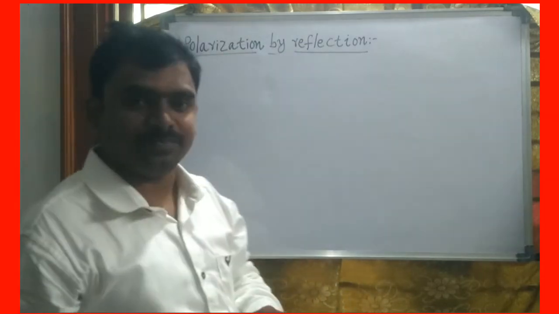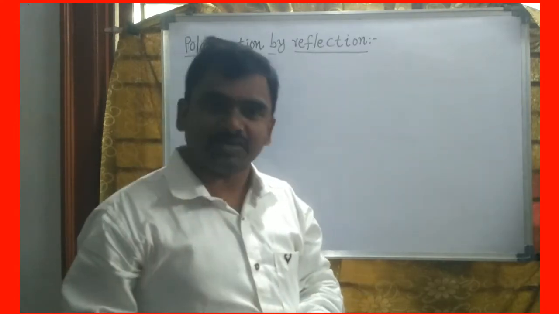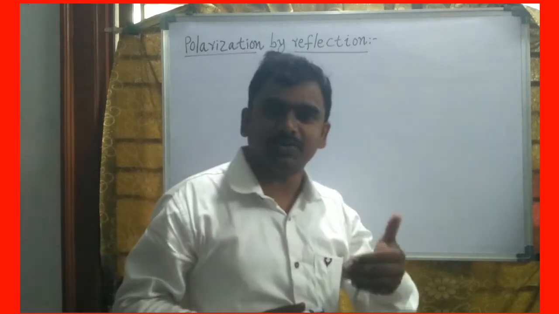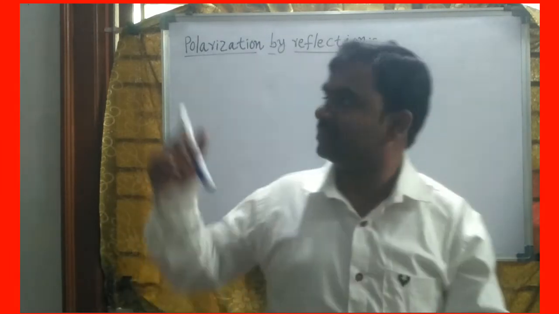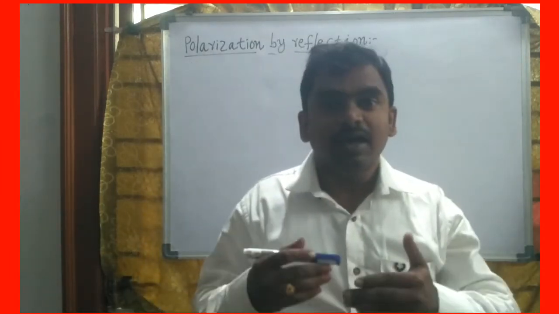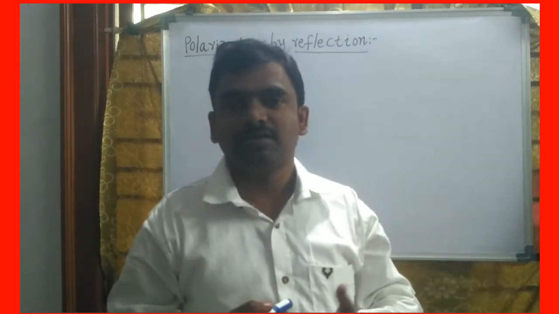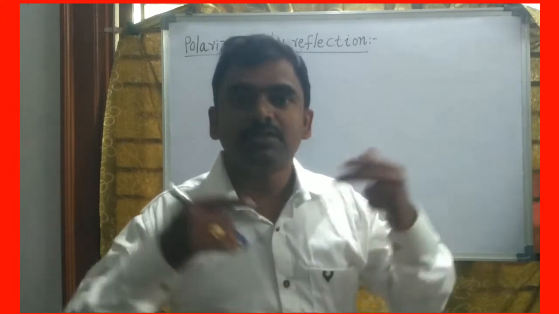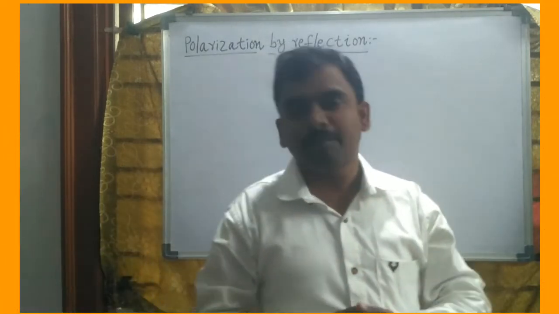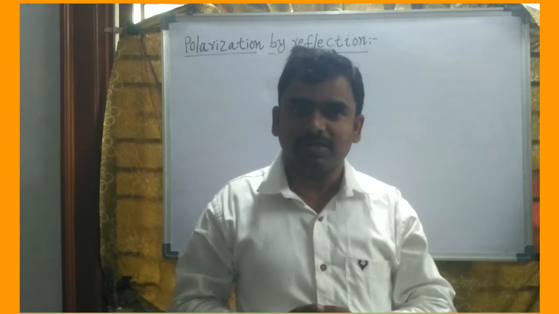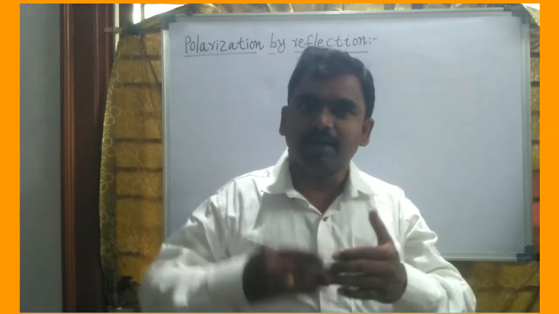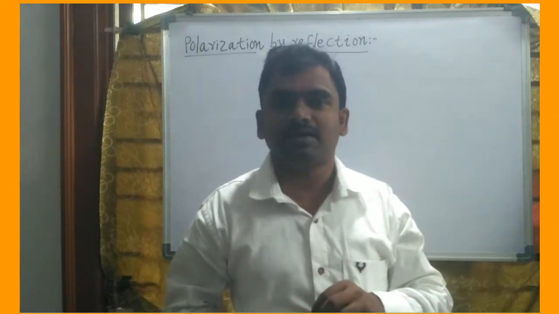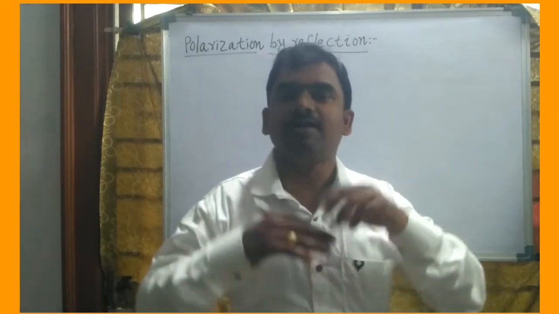And polarization. Polarization is the process of converting unpolarized light into polarized light. As we know, the light coming from the sun and the light coming from lamps are all unpolarized light. Unpolarized light means that in the light, the particles are vibrating in all directions.